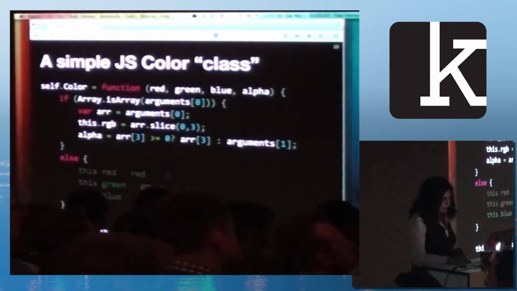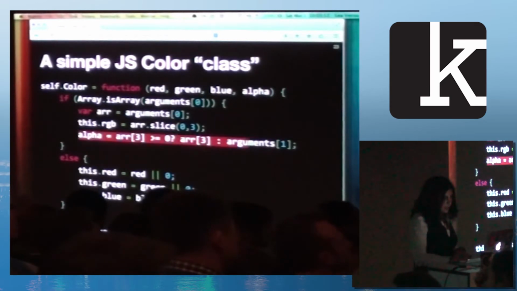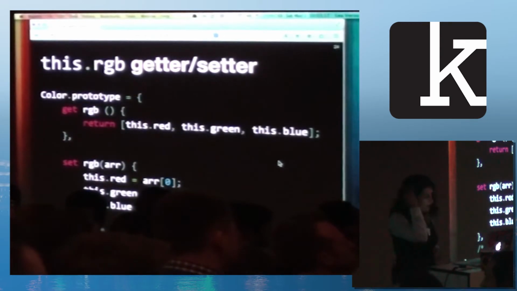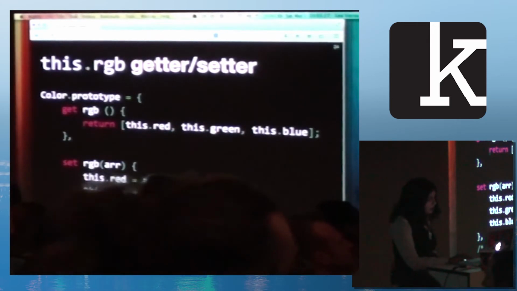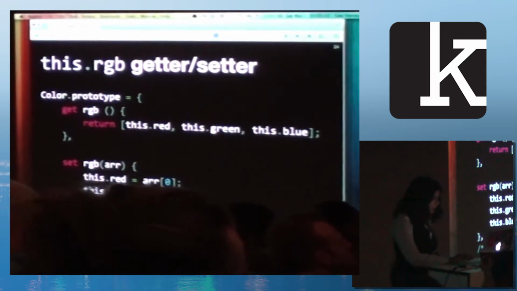Or if it's not an array, it's pretty easy. We just set red to red, green to green, blue to blue. And then we set alpha to whatever it was, either this parameter or whatever we have from this line, or just 1 if we haven't provided an alpha at all. And we also have 2 getters and setters, because sometimes we want to manipulate RGB all at once with an array instead of setting the 3 channels individually. So if we try to get it, it returns an array with red, green, and blue. If we try to set it with an array, it assigns the first element to red, the second one to green, and the last one to blue.